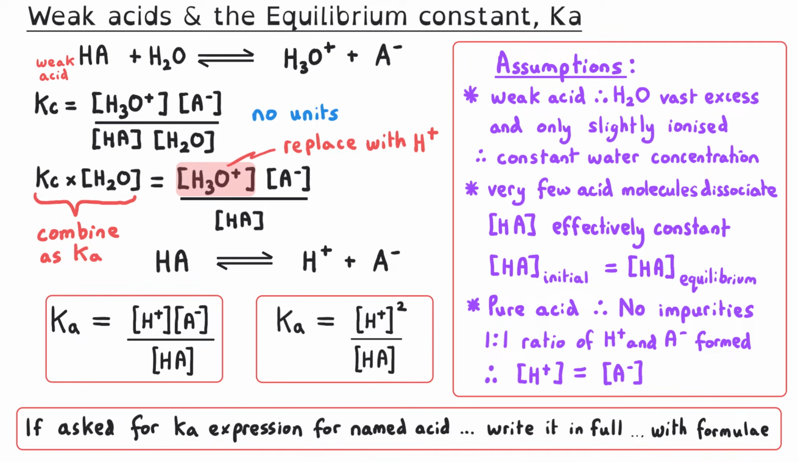It is really important to note, though, that if you are asked to give the Ka expression for a named acid, you must write the Ka expression in full, not one of these shorthand terms that I'm showing here, and certainly not the calculation aid, which is having the H+ squared term on top of the expression.